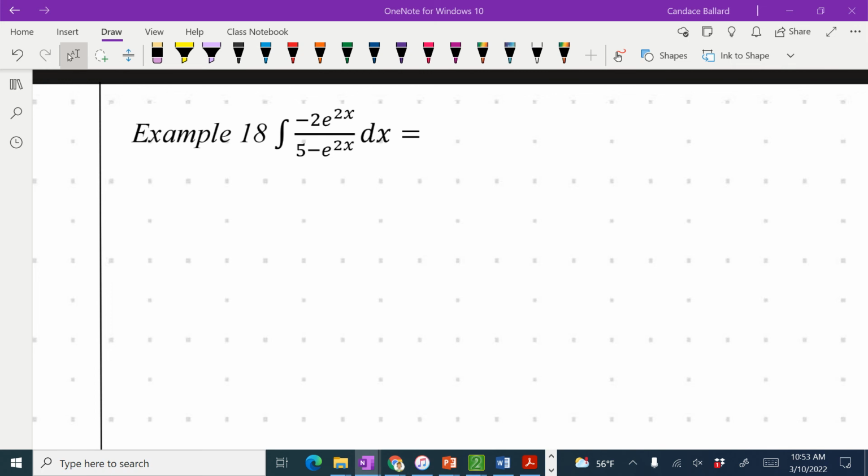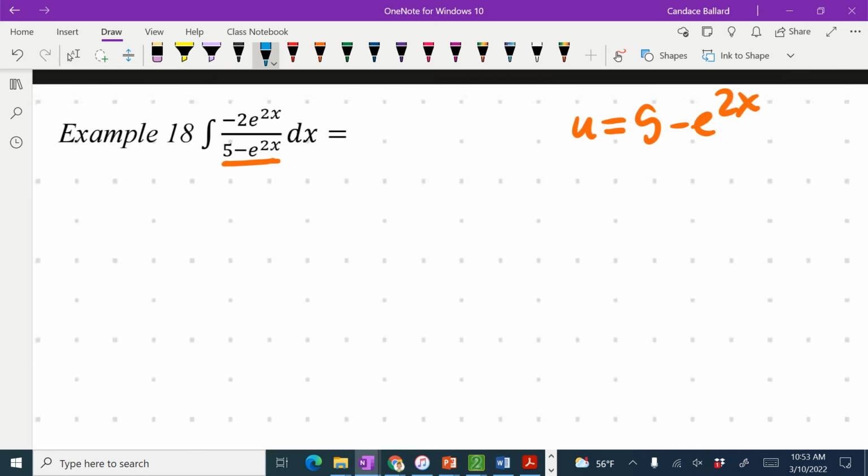Okay. All right. So our rule is use the denominator, right, as the u. So I'm going to use my entire denominator as the u. U equals 5 minus e to the 2x. All right. I need to take the derivative of 5 minus e to the 2x. What's the derivative of 5? Perfect. Okay, and I know that I've got to have the negative hanging out in front.